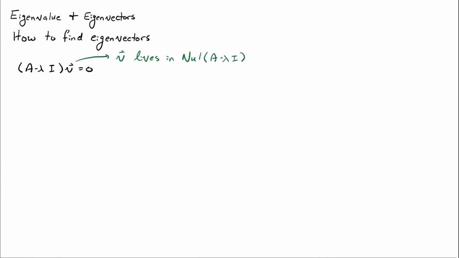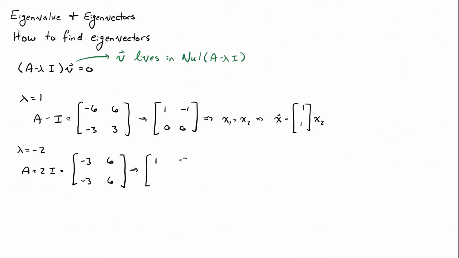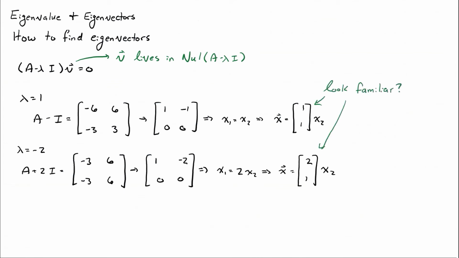Continuing with the same matrix, we find the null space for each eigenvalue. Start with lambda equals 1. Then A minus I is this, which reduces to this. That means x1 equals x2, so that the vector x is x2 times (1, 1). For the eigenvalue lambda equals -2, A plus 2I is this, which reduces to this. Then the eigenvector x is x2 times (2, 1). Do these two vectors look familiar? Of course they do. They're the eigenvectors from the beginning.